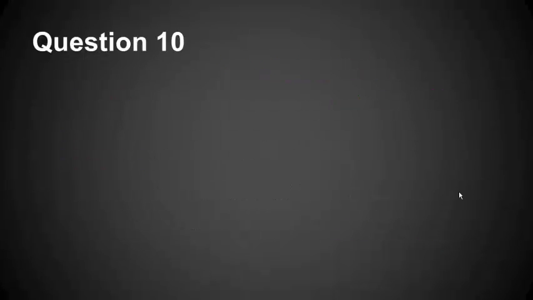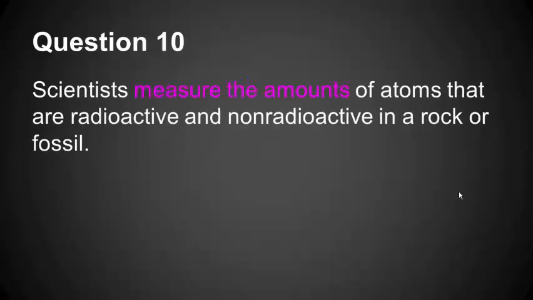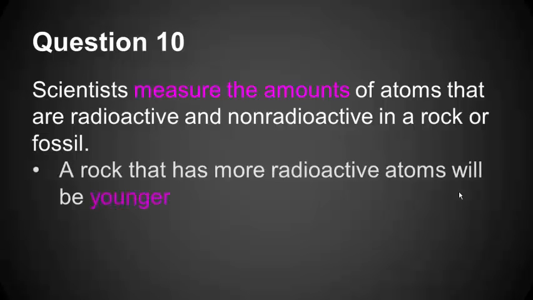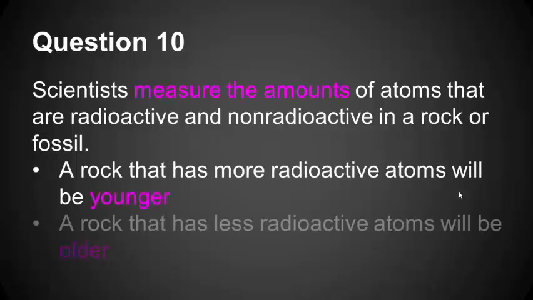As we move on to question 10 in your packet, we should know that scientists measure the amounts of atoms that are both radioactive and non-radioactive in a rock or fossil. A rock that has more radioactive atoms will be younger, and conversely, a rock that has less radioactive atoms will be older.